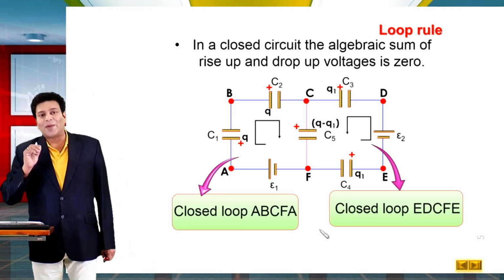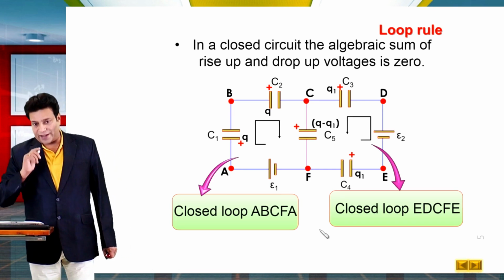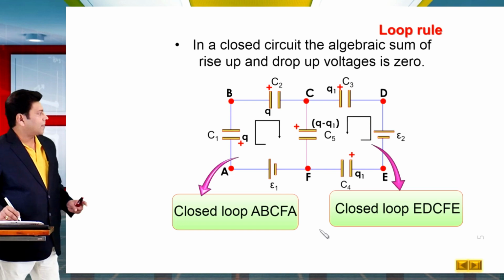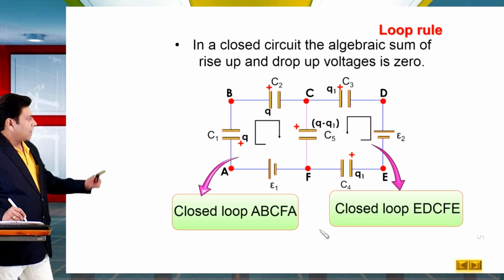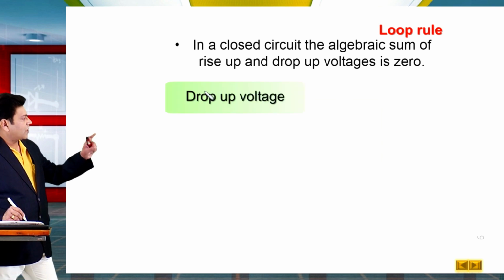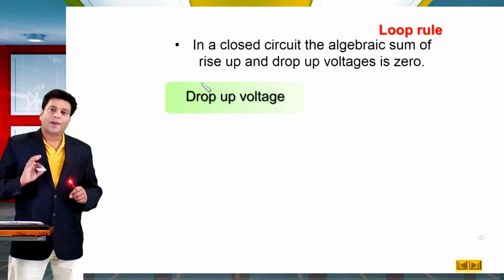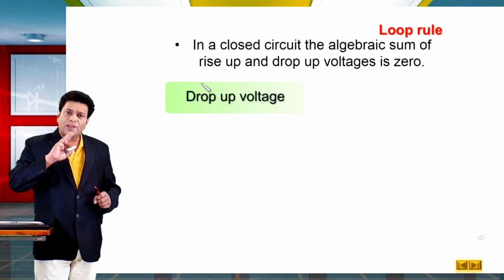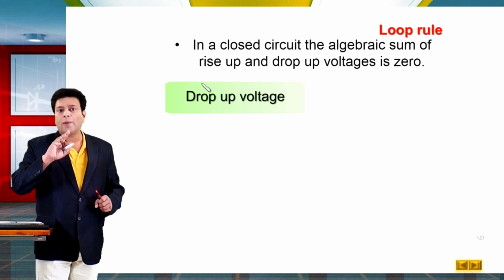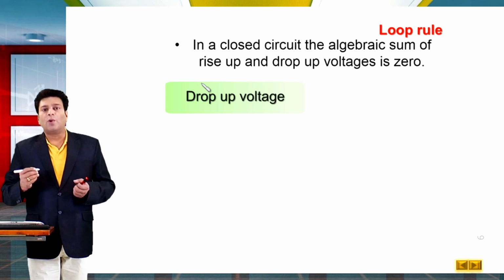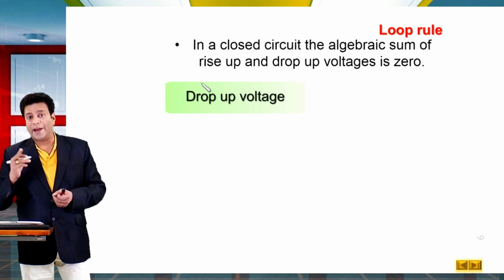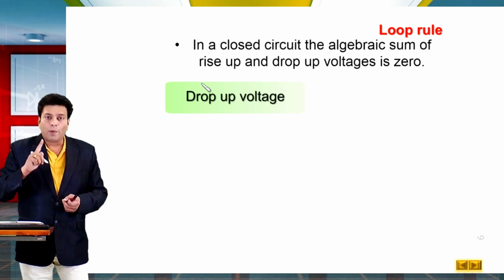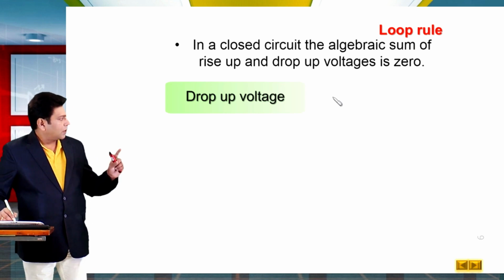Now we know the meaning of a closed loop in a circuit. Now let us discuss these two terms: rise and drop of voltage. First, let us discuss drop of voltage. In fact, when we start moving from a point of higher potential to a point of lower potential in the loop direction, a drop of voltage takes place.